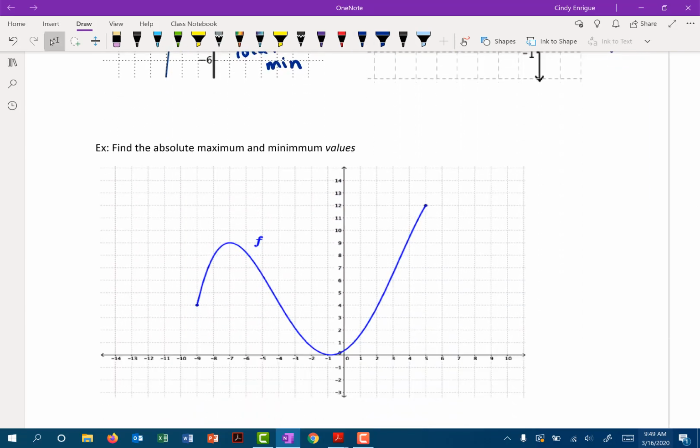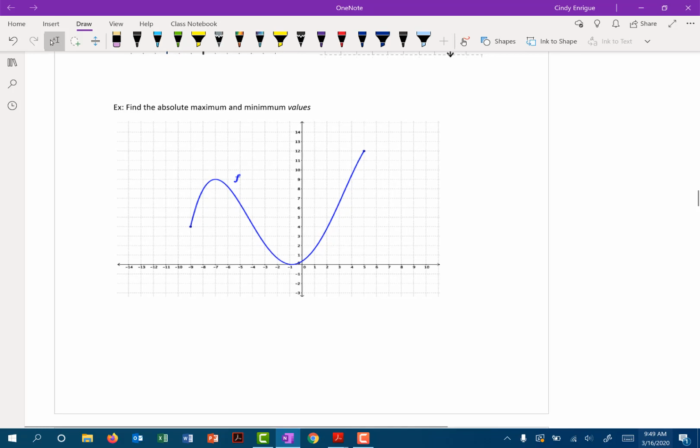Now, if I'm finding the absolute maximum and the absolute minimum, we want to represent which is the very highest and the very lowest. So it seems like this point right here is very high. So that is going to be my absolute maximum. And that ordered pair, the x value is 5 and the y value is 12. Okay. The other point that we have is we have this point right there. And we also have a point right in there.